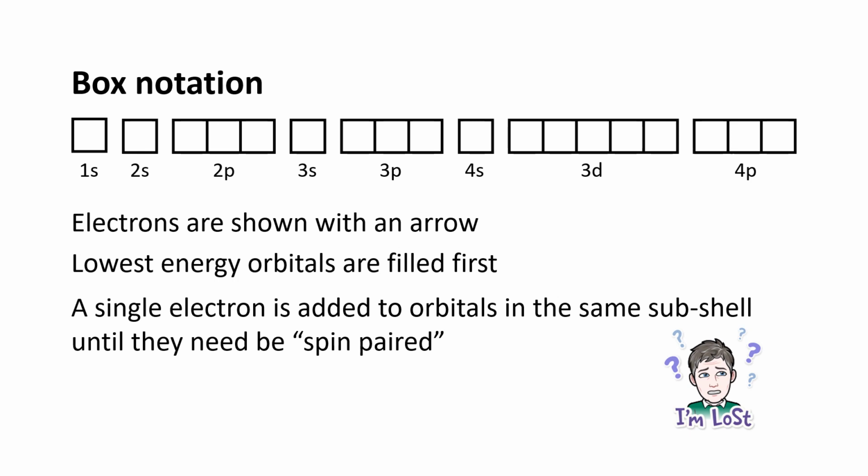To save space, box notation can be written horizontally. The lowest energy levels are on the left and the highest are on the right. Electrons are shown with an arrow. The lowest energy orbitals are filled first. A single electron is added to orbitals in the same subshell until they need to be spin paired. Let's look at a couple of examples.